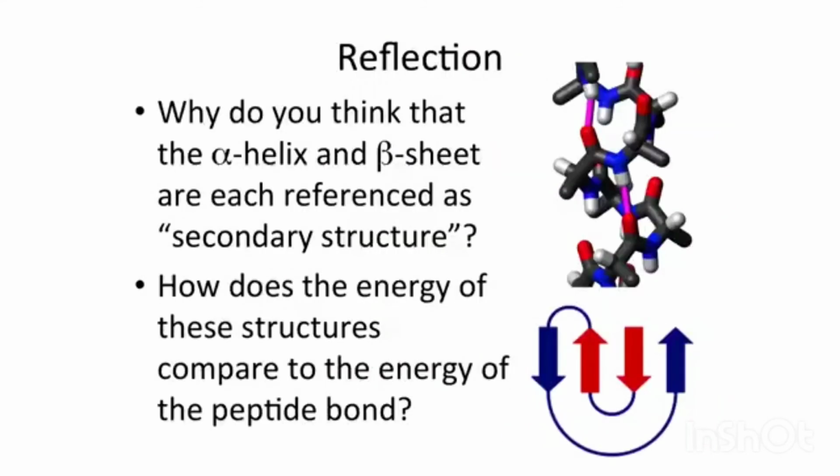So why do you think that alpha helix and beta sheet are each referenced as secondary structure? So we've talked about the primary structure being the sequence of the amino acids. Why is this the secondary structure? And how does the energy of these structures compare to the energy of the peptide bond? These are held together primarily by hydrogen bonding interactions between the NH and the CO, with a little contribution from the R chain interactions. So how does that compare to the energy of the peptide bond? And what does that mean about stability?